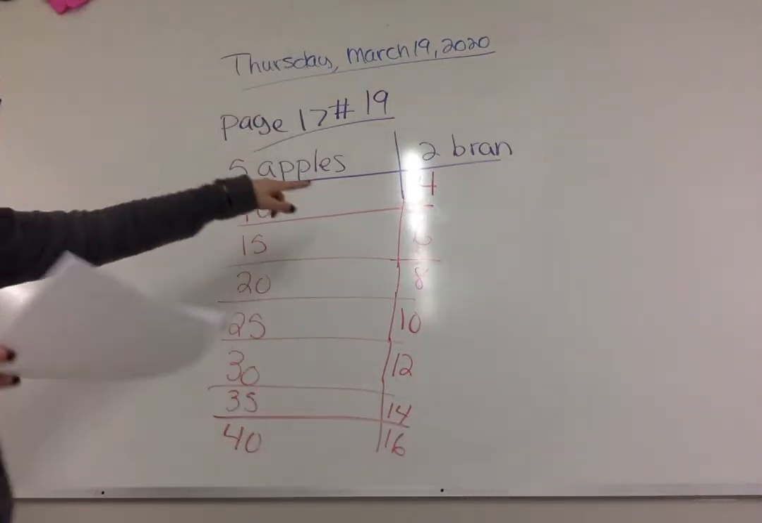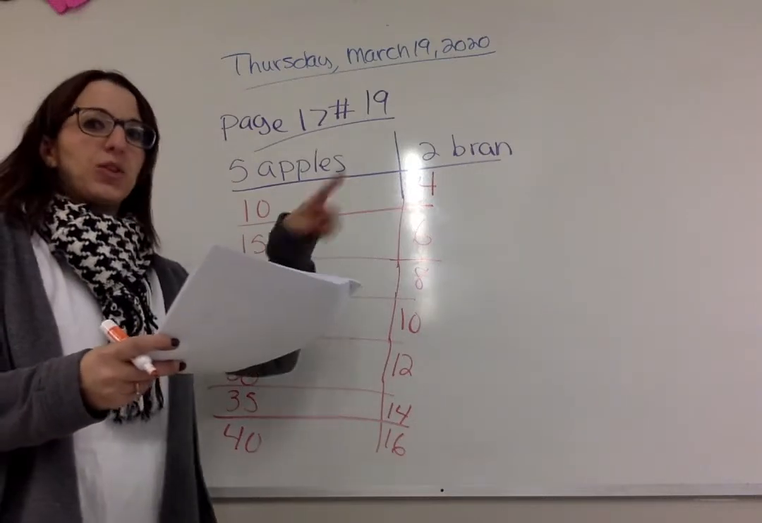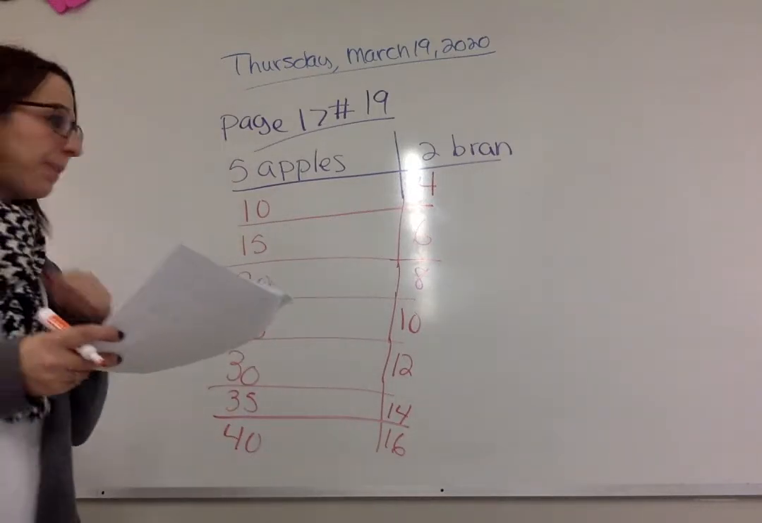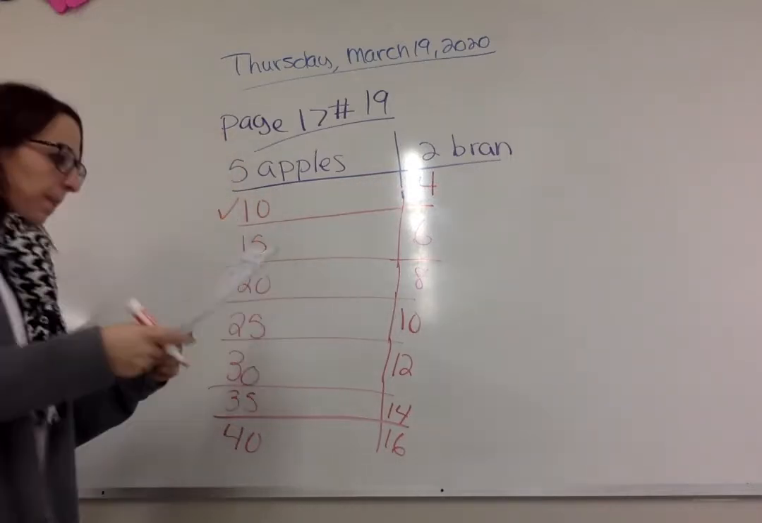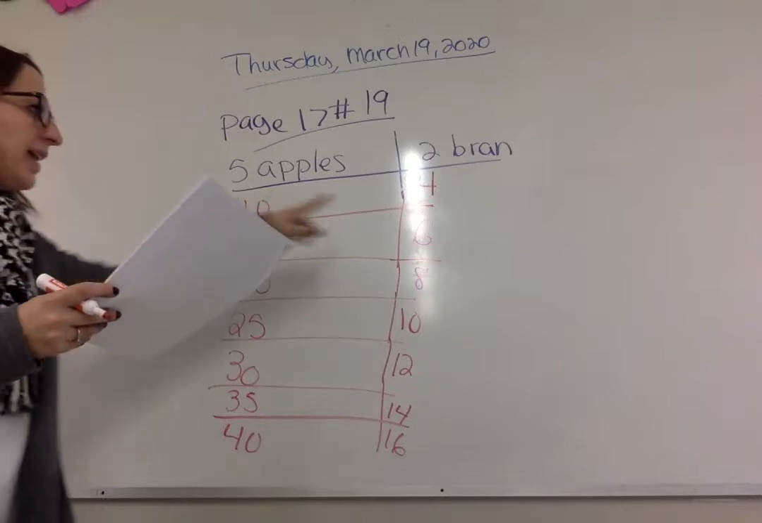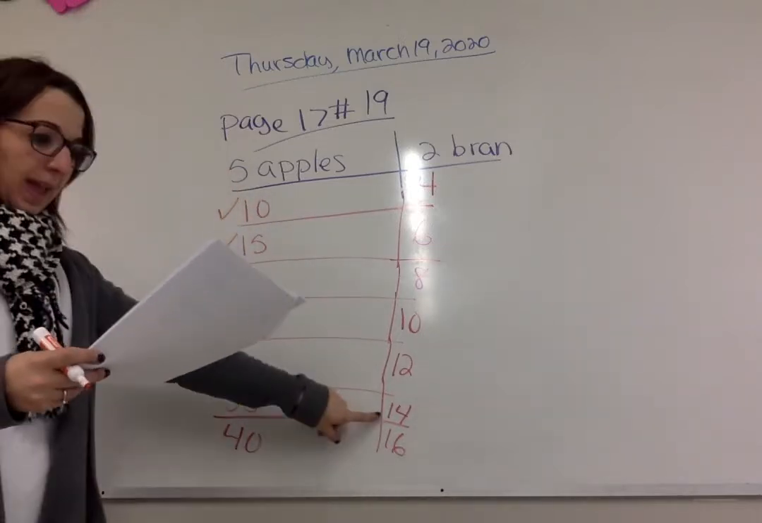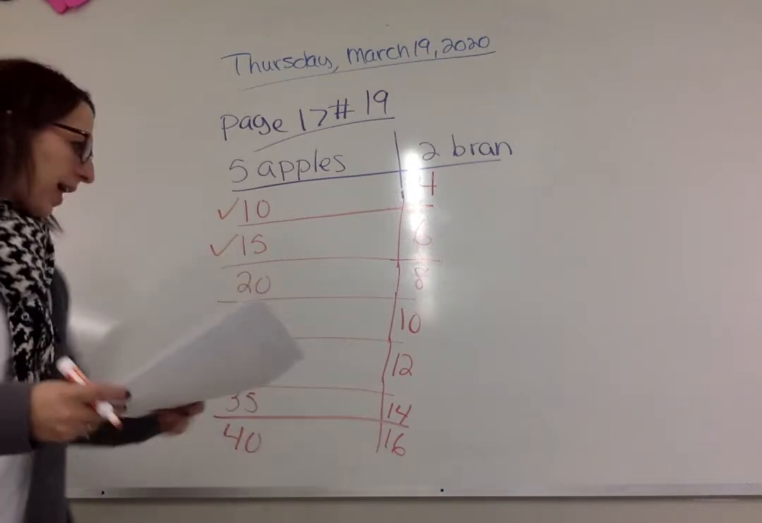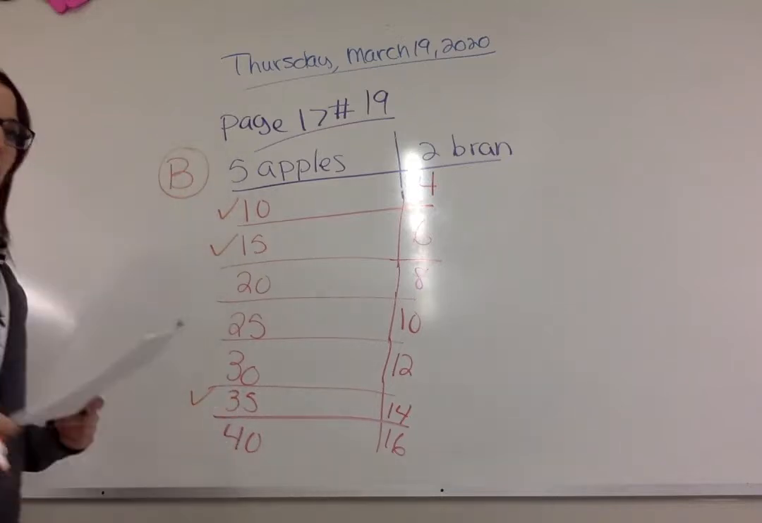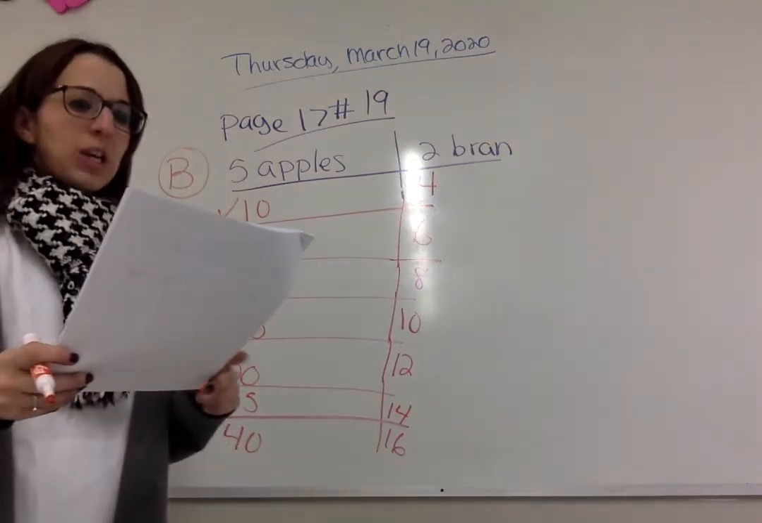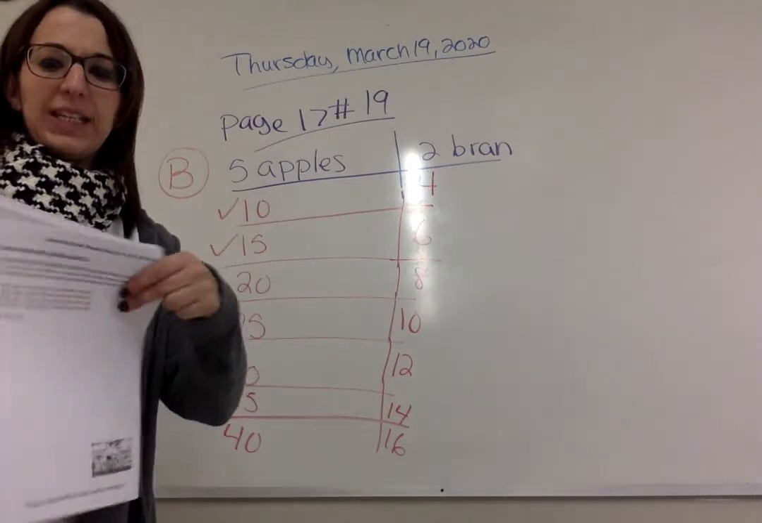5 and 2 are in choice A, but 10 and 12 are not, so it can't be A. Let's look at B. We have 10 apple and 4 bran. That's true. 15 apple and 6 bran. That's true. 35 apple and 14 bran. That's true. Therefore, choice B is the answer for page 17, question 19. We're going to now turn our attention to page 18.